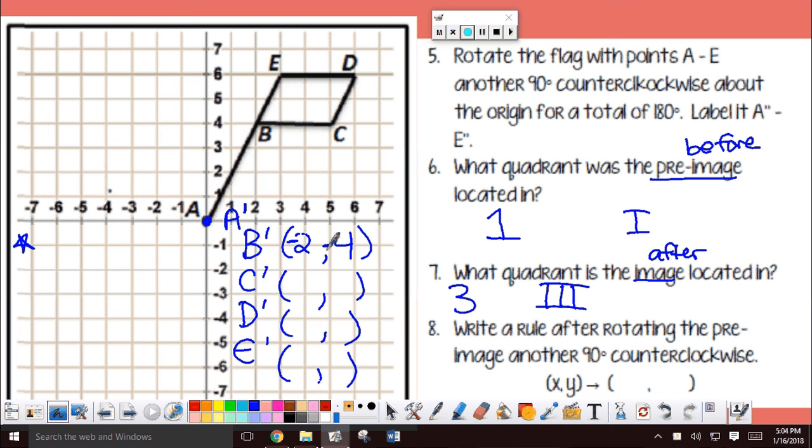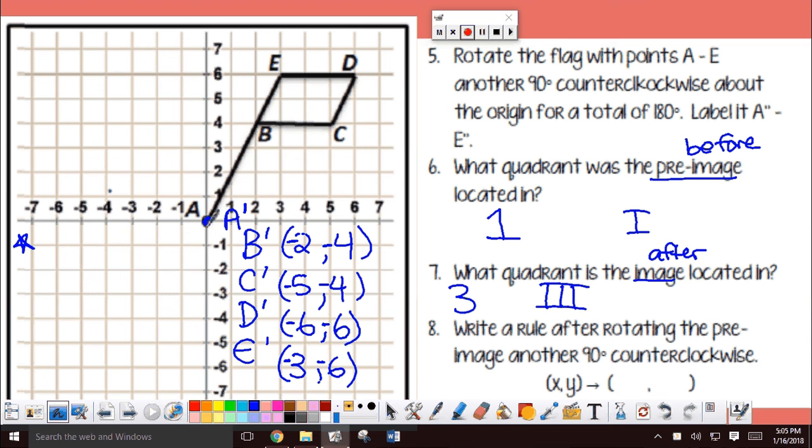And what does it look like C prime is going to be located at? Well, it looks like it's going to be at 5, 4, or negative 5, negative 4. D prime looks like it's going to be located at 6, 6, but both x and y values are negative. And last but not least, E prime is going to be located at 3, 6, which is both are negative. So now we have our answer key, so now we can draw our shape.